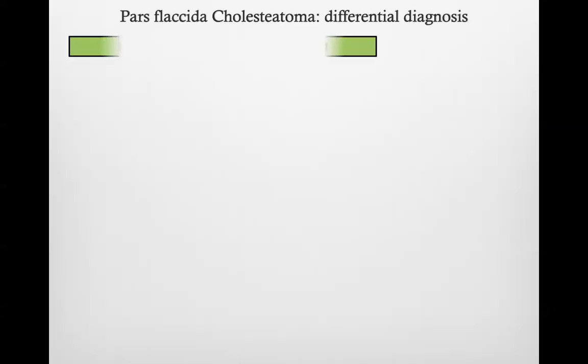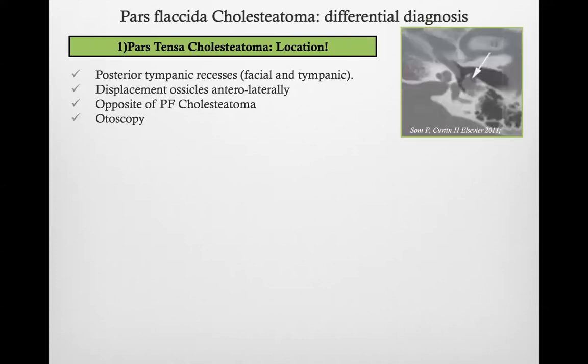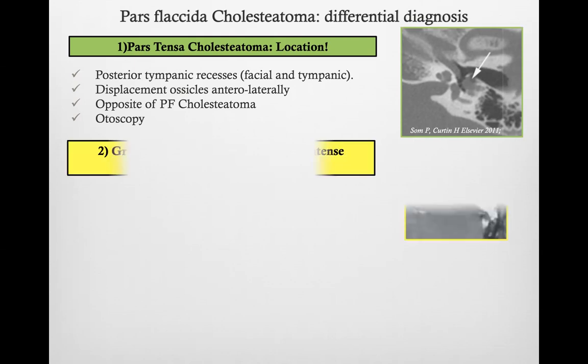Pars flaccida cholesteatoma, what are the differential diagnoses? Pars tensa cholesteatoma radiologically is the same apart from the location. So posterior tympanic recess, you see it here, displacement of the ossicles and erosion anterolaterally, opposite of the pars flaccida cholesteatoma. Otoscopy wise, you can have some information from your ENT, but the CT is very important to localize the cholesteatoma. DWI will not be able to do so.